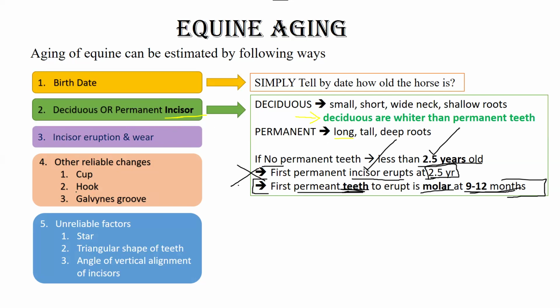Next, we have three things. Number three, we will see incisor eruption and wear time. From that, we can tell the exact age, which we will see in the next slide. And then at number four and number five, we have some reliable and some unreliable factors that we will see in the next slides. So let's begin with the incisor eruption and wear.